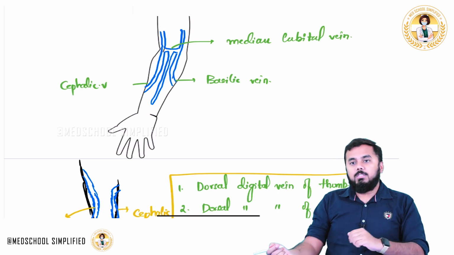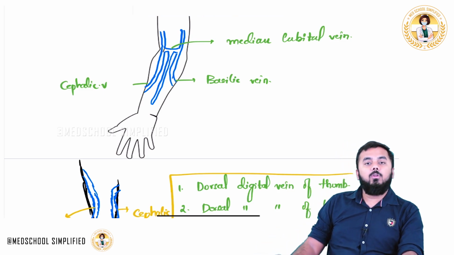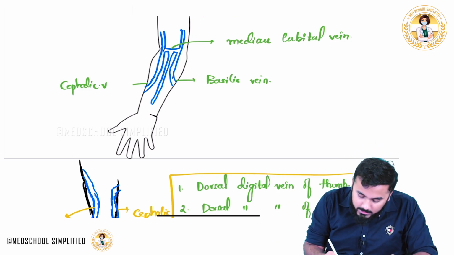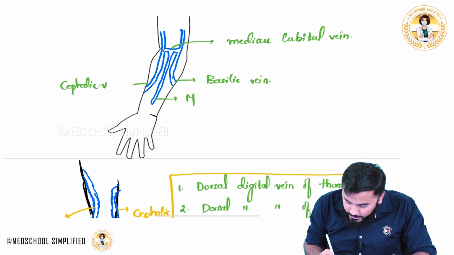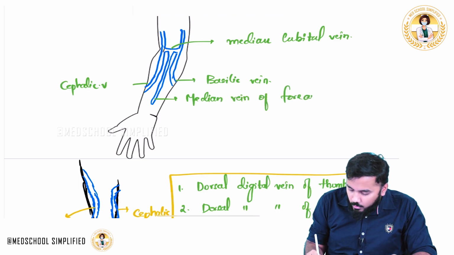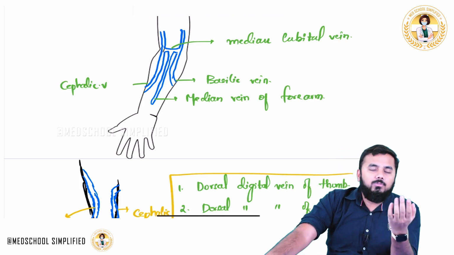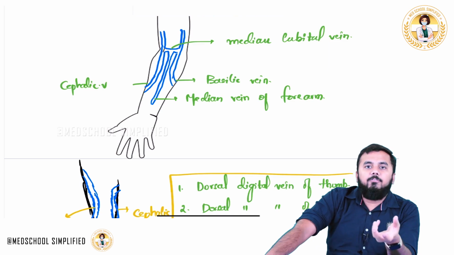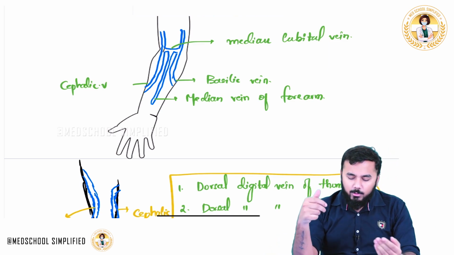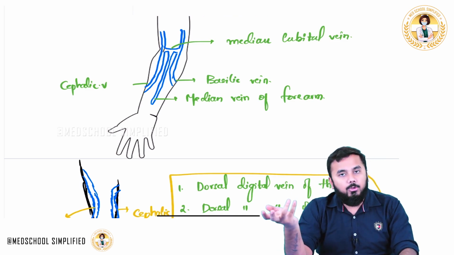Now this vein which is coming from the median cubital vein all the way down is called the median vein of the forearm. So basically, where do you do all these blood transfusions or IV blood withdrawals? You basically do it in either the cephalic vein, the basilic vein, or the median cubital vein.